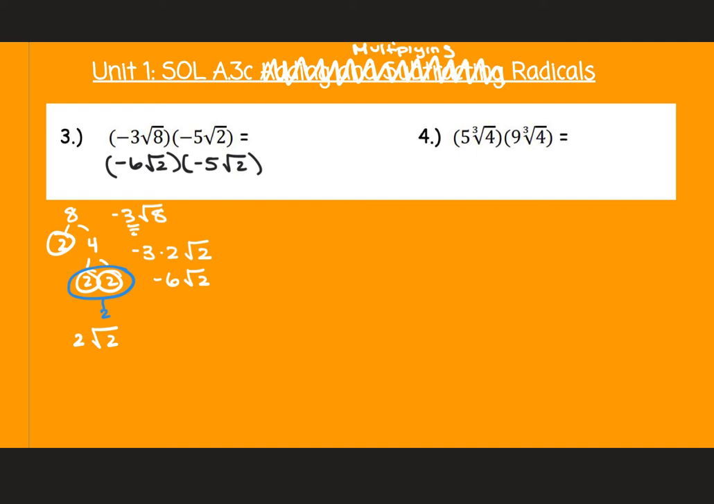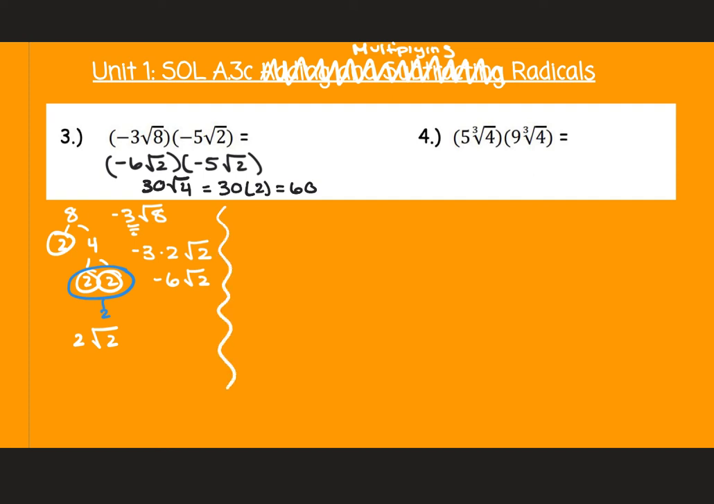Absolutely. All right, so here I'm going to multiply, so I have negative 6 times a negative 5, which is going to give me a positive 30 times the square root of 4, because I'm multiplying 2 times 2. We know that 4 is a perfect square, so we have 30 times 2, which is equal to 60. All right? But let's take a look at if we didn't go ahead and simplify first.